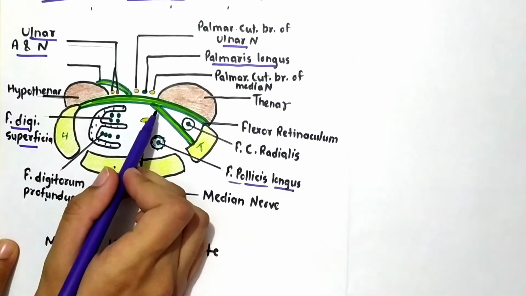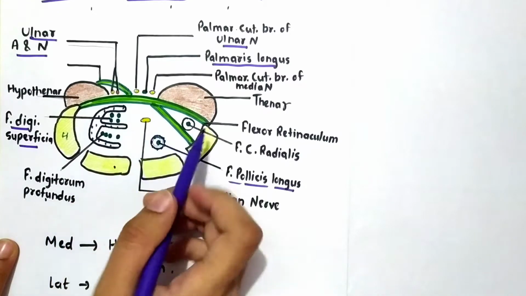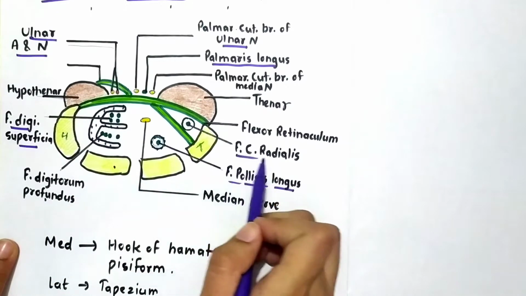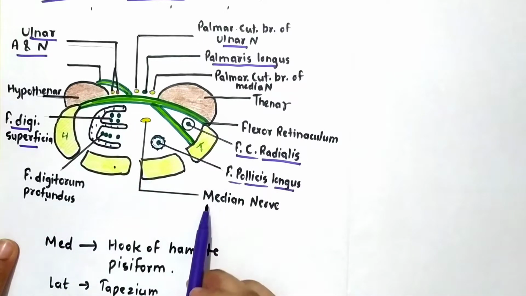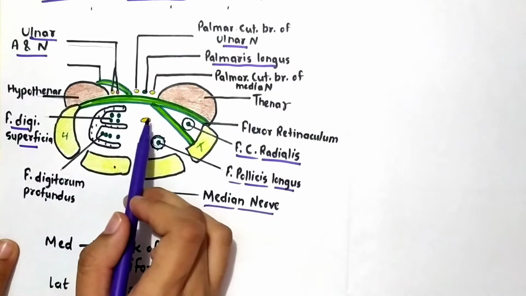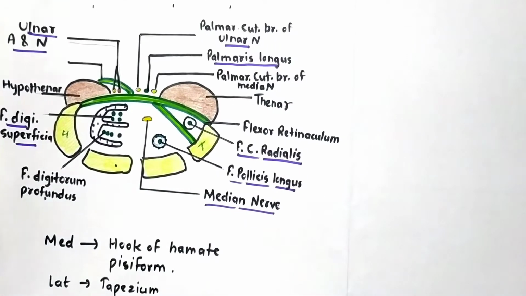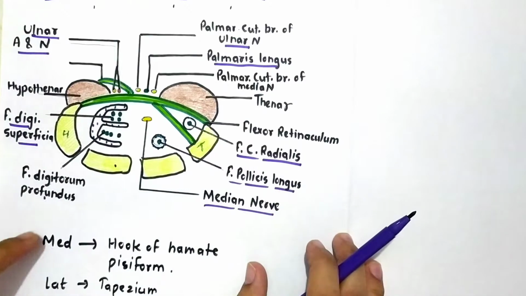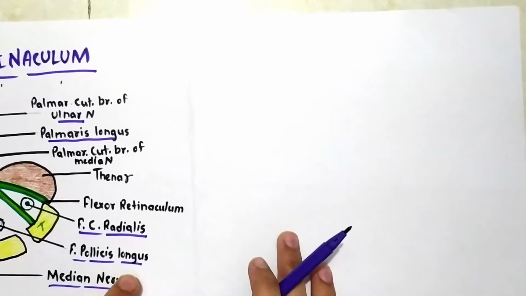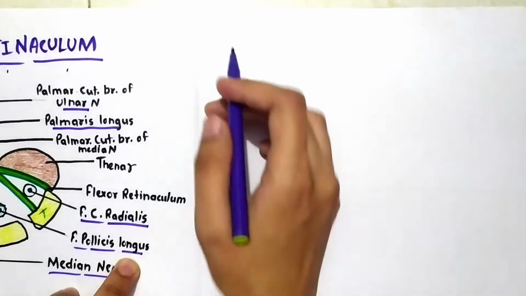And this one is the deep slip, and in the deep slip the tendon is flexor carpi radialis. And then there is this median nerve. So these are the structures passing deep to this carpal tunnel or flexor retinaculum. Now let us write them down.